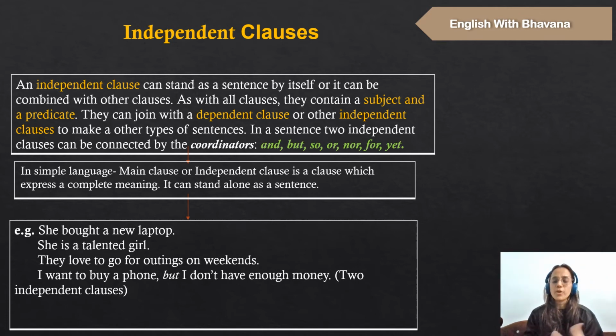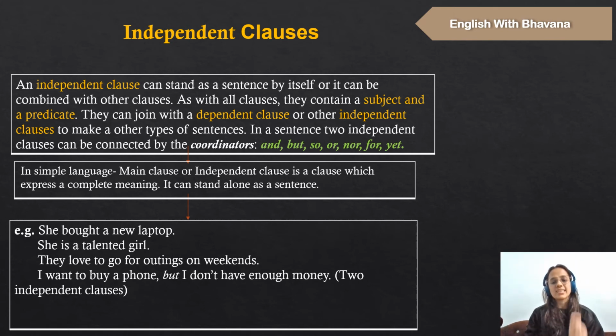Example, she bought a new laptop. Okay, makes complete sense. She is a talented girl. They love to go for outings on weekend. The last one, I want to buy a phone. If I just say, I want to buy a phone, it makes complete sense. And if I say, I don't have enough money, again it makes complete sense. So what am I doing over here? I'm joining two independent clauses with the help of a coordinator, that is but. Okay. So I hope you understood the independent clause well.